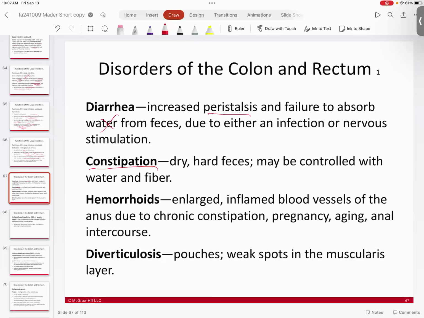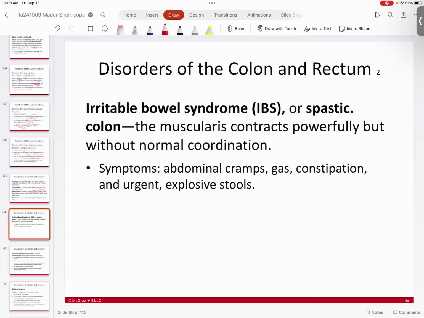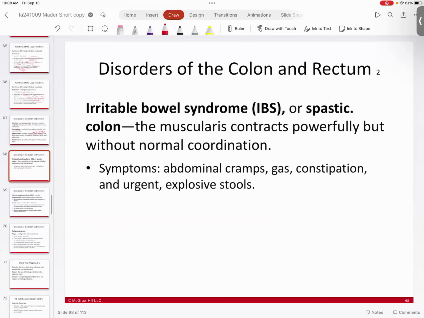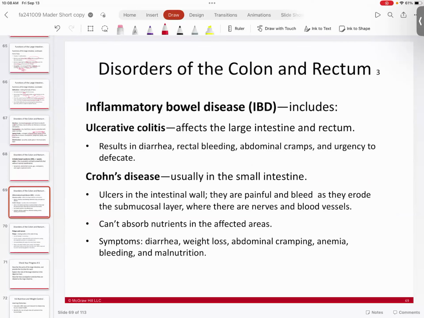Hemorrhoids are inflamed blood vessels of the anus, and this is usually because of chronic constipation. Pregnancy and aging can do this. These are just exposed, inflamed blood vessels that are exposed to the outside of the anus. And then, of course, we talked about diverticulosis. We already talked a little bit about irritable bowel syndrome. This is where you have spastic colon, right? The muscularis contracts powerfully, but without the normal coordinated contraction, and this can create a lot of cramping and constipation and a lot of problems.